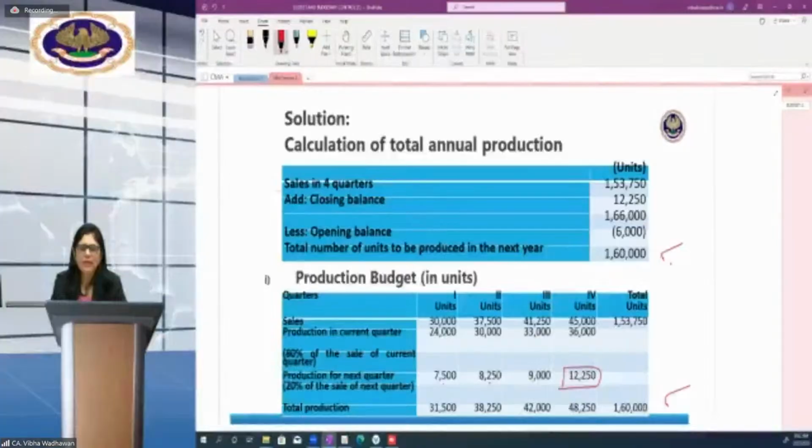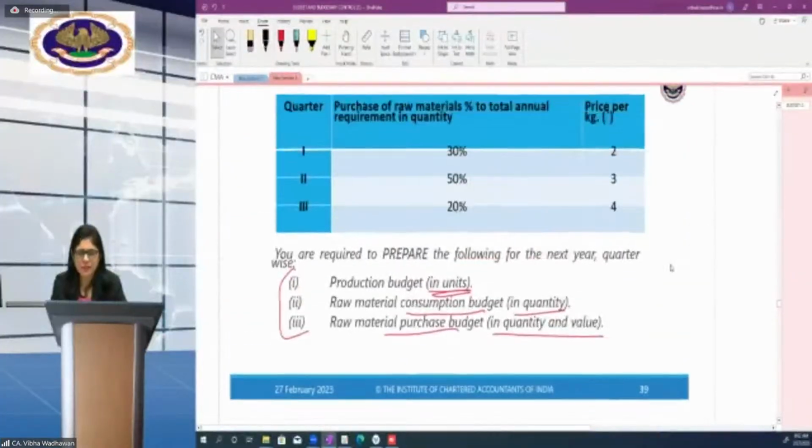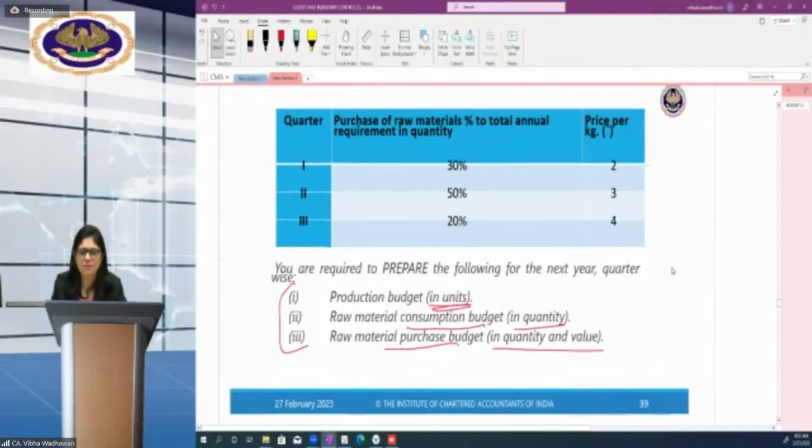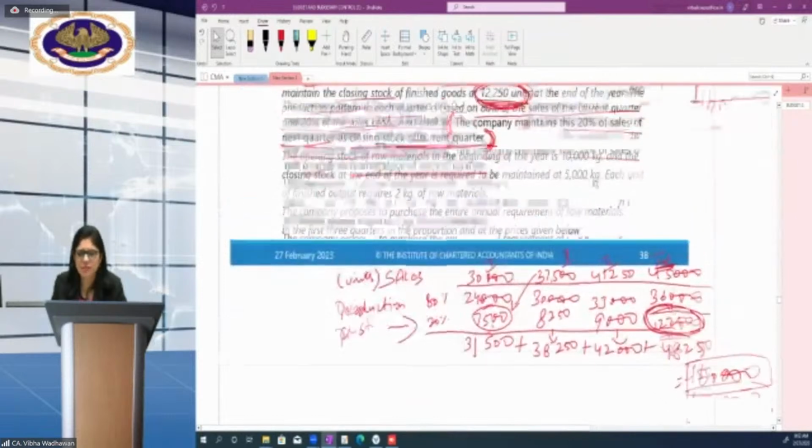All right. Now let us move to the next budget, the raw material consumption budget. We have to make the raw material consumption budget, since now we know how much we have to produce. How much is the production in units? 1,60,000 is the production in units. So how much is the raw material consumption budget? Let us see if any information is given.